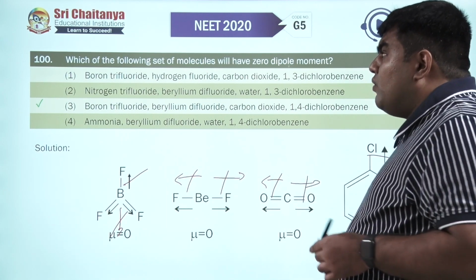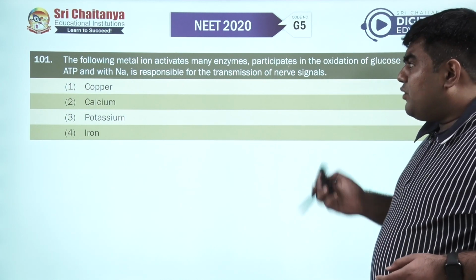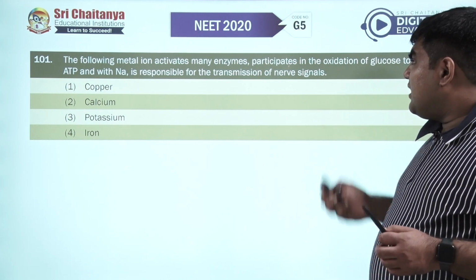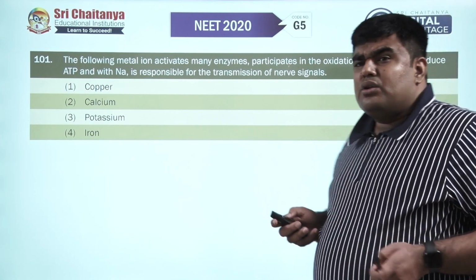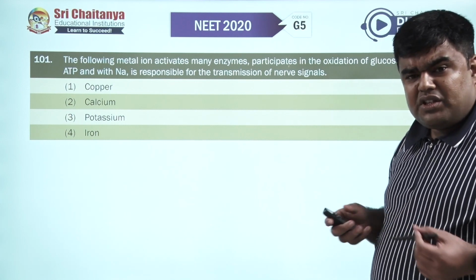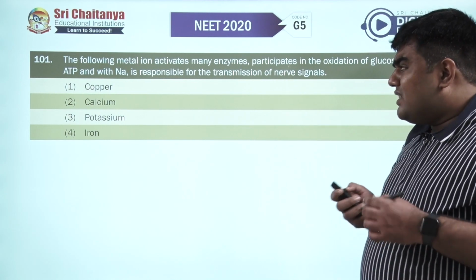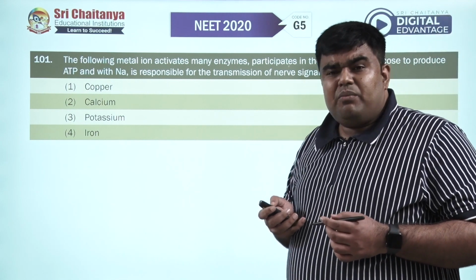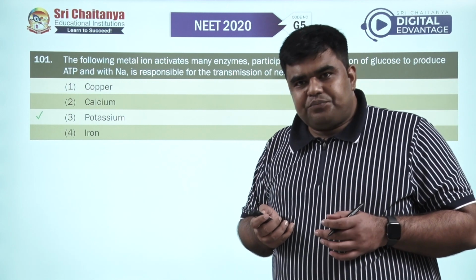Now let's move to 101. We have to find out which is the responsible cation for the transmission of the nerve signal. We all know that it is sodium plus and potassium plus which are responsible cations for the transmission of the nerve signal. So for 101, it is potassium which is the correct option. So the third option is correct for 101.